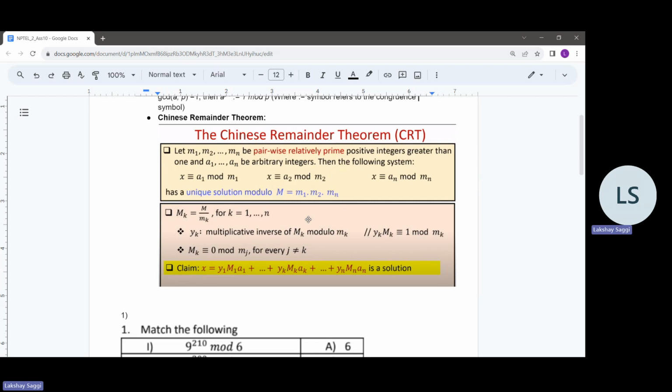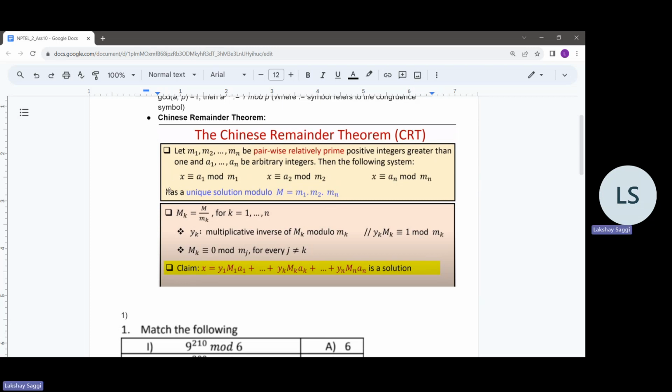This is a very important theorem. Let's say there are just two numbers, m1 is 2 and m2 is 3. So capital M will be equal to 2 times 3, which is 6. What this essentially means is that if we are given a number x which leaves a remainder of a1 when divided by 2 and a2 when divided by 3, then any number which satisfies these two congruences will have a unique remainder when divided by 6 also. This is what the Chinese remainder theorem states.